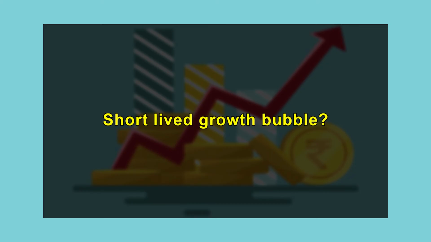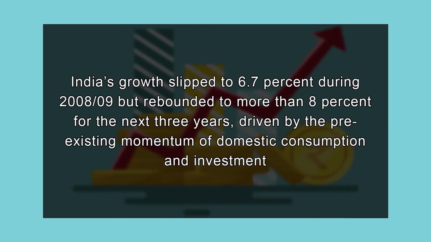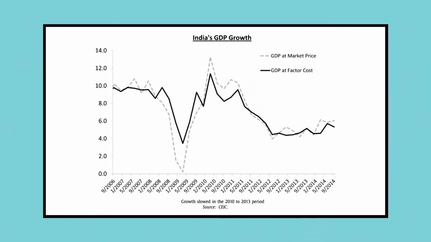Short-lived growth bubble. The global credit crisis that broke out in 2008 was the beginning of the slowdown that India had to face in just less than 2 decades from the commencement of the new economic reforms. India's growth slipped to 6.7% during 2008-9, but rebounded to more than 8% for the next 3 years, driven by the pre-existing momentum of the domestic consumption and investment. From 2011 to 2014, there was a sharp slowdown with growth slipping to 5% a year.